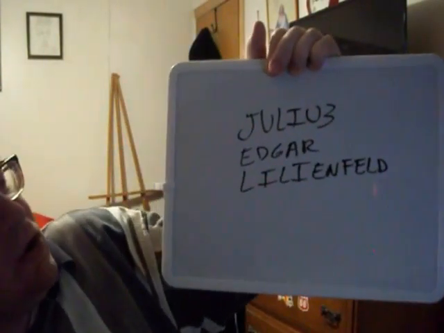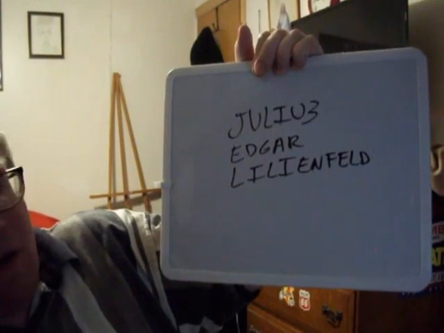There you go, Julius Edgar Lilienfeld. Now, this gentleman was born in Ukraine in 1882. That was a long time ago. He studied physics at the Friedrich Wilhelm University in Berlin, Germany. He finally received his doctorate in 1905.